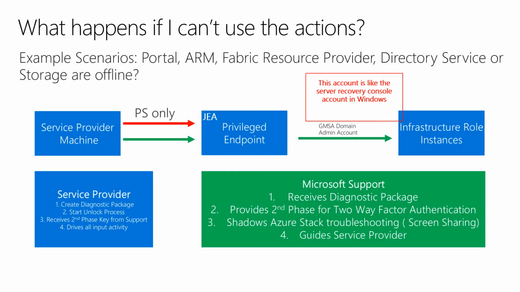Here's the whole process. On the service provider or customer side, we need a machine that can access the privileged endpoint. This privileged endpoint is only accessible via PowerShell. So we can connect via PowerShell to our privileged endpoint, and then together with the Microsoft support and the service provider personnel or the customer administrator, we can unlock the privileged endpoint and then access infrastructure roles.